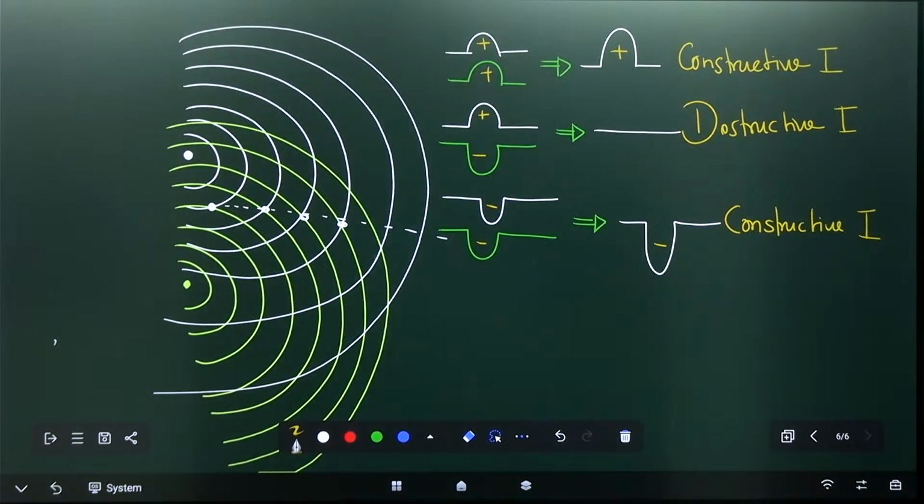Okay. Shall we move to the next one? If you're all done, please let me know, guys. You should know about the constructive interferences and the destructive interferences. These are a very important part of your examinations.